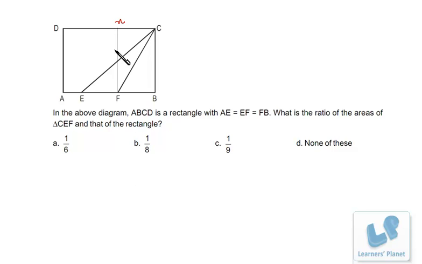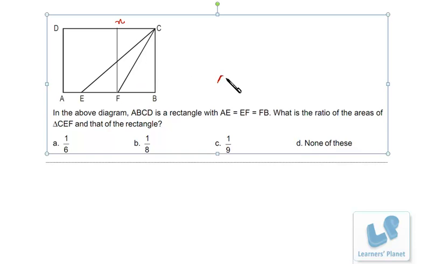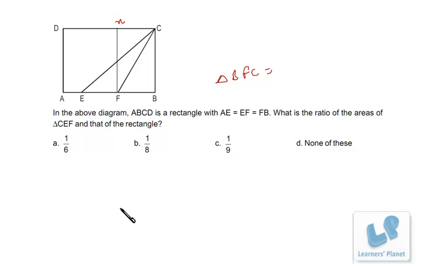I repeat, FBCX is a rectangle, FC is a diagonal. So this diagonal will divide area of FXCB into two equal parts, right? That means area of triangle BFC will be half of this rectangle, isn't it? Area of triangle BFC is half of BFXC. Once you are clear, you don't have to write the steps. As of now I am writing it for you, otherwise no paperwork is required, right?